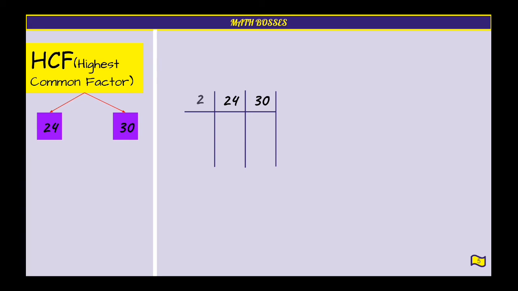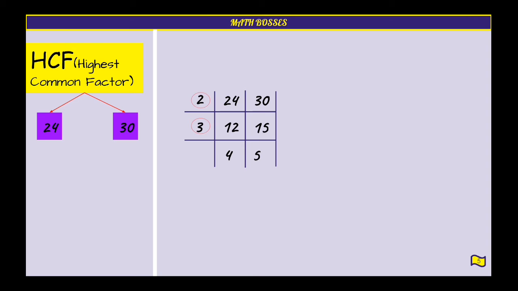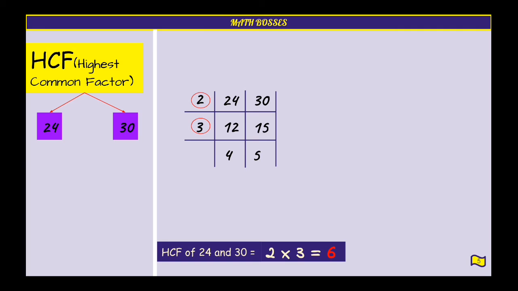So we begin with 2, since it divides into both 24 and 30 to give 12 and 15 respectively. Now we have to find another prime number that divides into 12 and 15, and that would be 3. 3 divides into 12 to give 4 and into 15 to give 5. Now we have arrived at co-prime values. What this means is that no number can divide into both 4 and 5, hence they have no common factors. With this, we can safely conclude that the product of 2 and 3 here will give the HCF, which is 6.